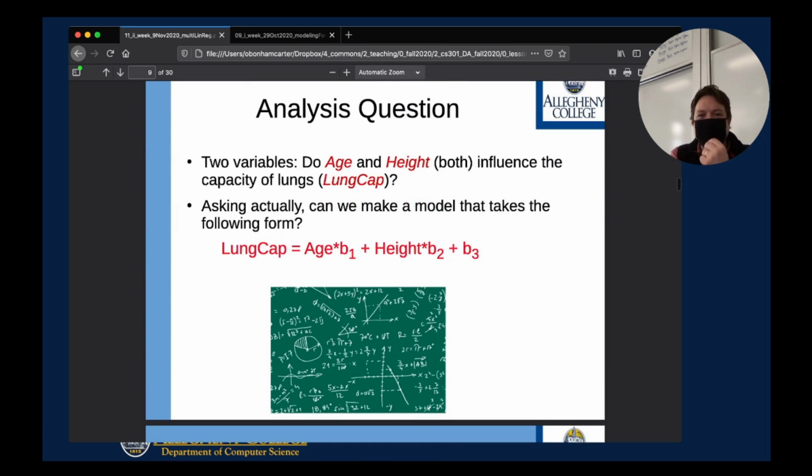I'm sorry about that. But we're going to ask a question here, and the question is, do the variables age and height both influence the capacity of lungs?